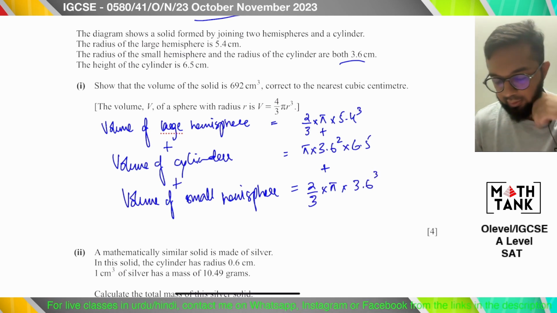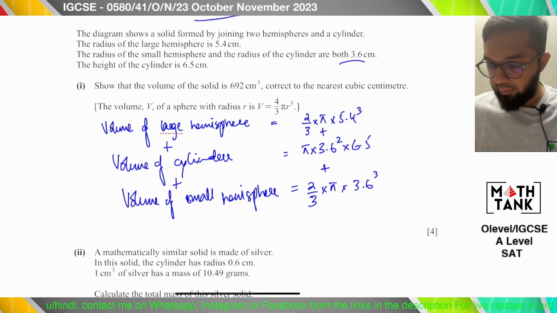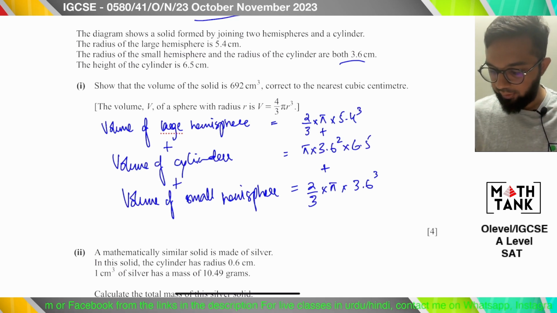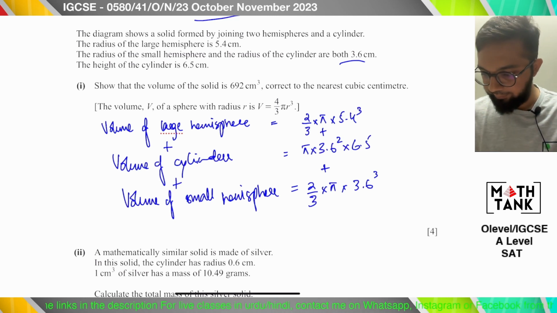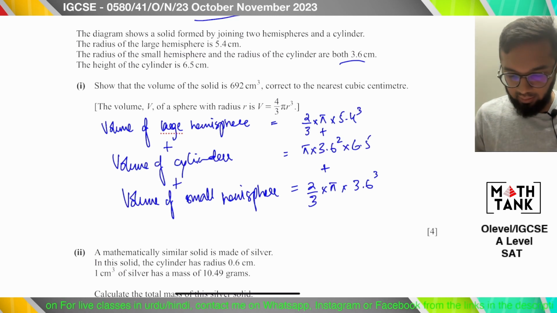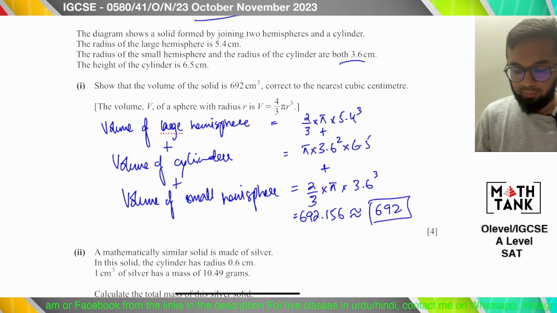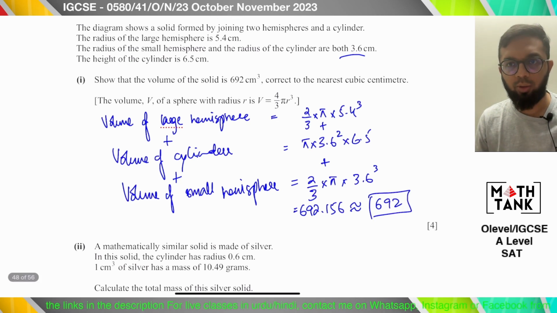Let's check if that all gives us what we want. 2 over 3 into pi into 5.4 cubed plus pi into 3.6 squared into 6.5 plus 2 over 3 times pi times 3.6 cubed gives me 692.155, 692.156. That rounds off to 692, and that is my correct answer because it was just to show that question.